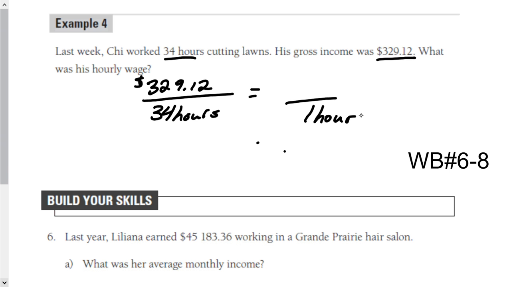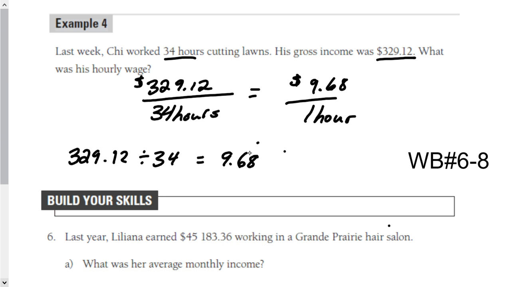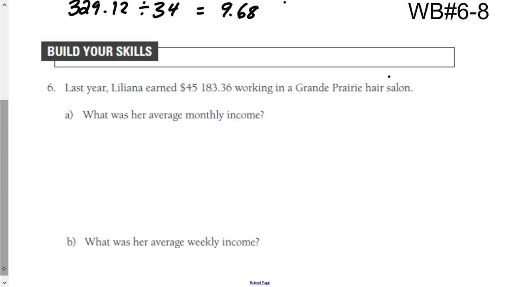So 329.12 divided by 34. He was paid about $9.68 per hour. So again, that math was just that. So you are going to practice the next one. I'm going to pause the video, get my answer key, and you're going to pause the video too.